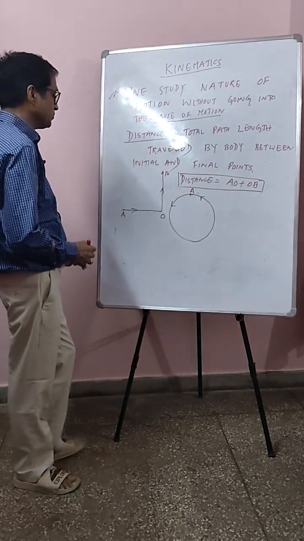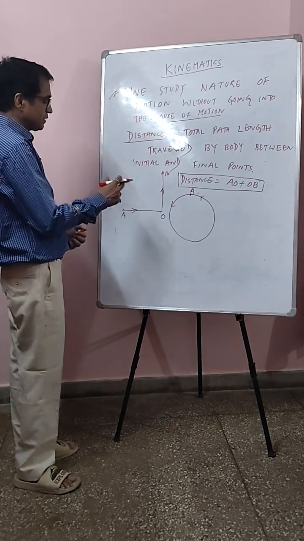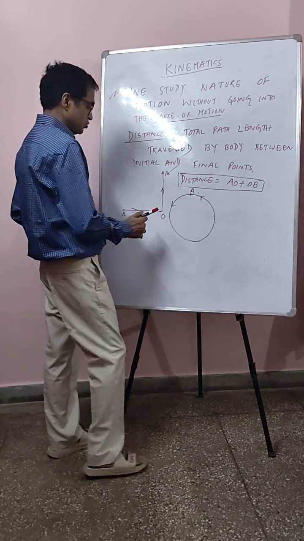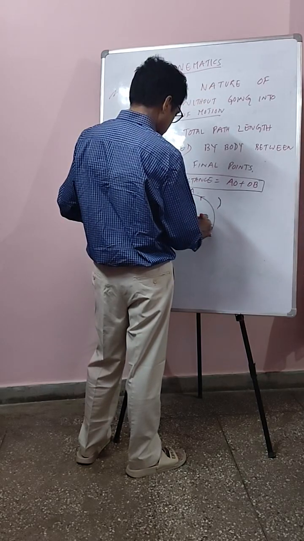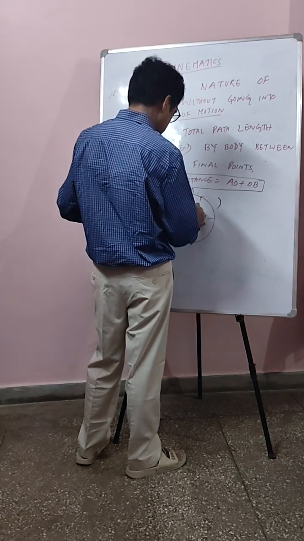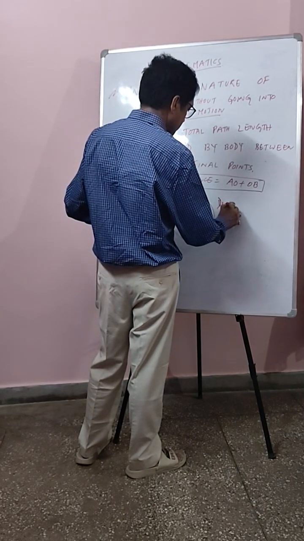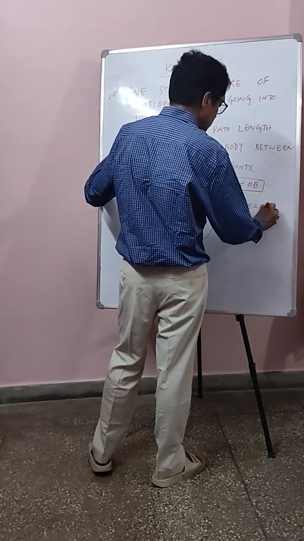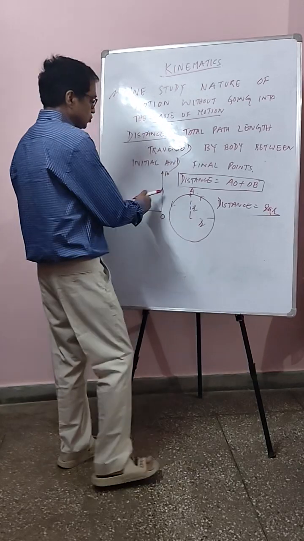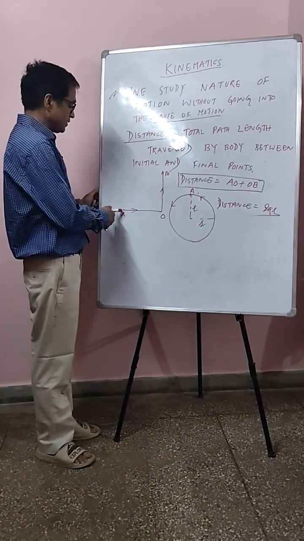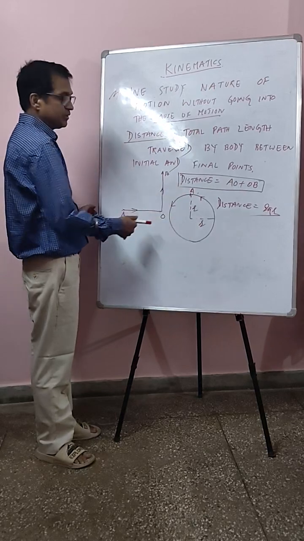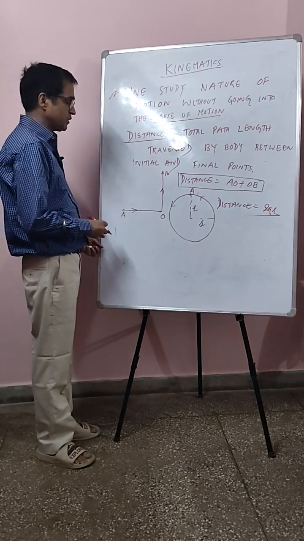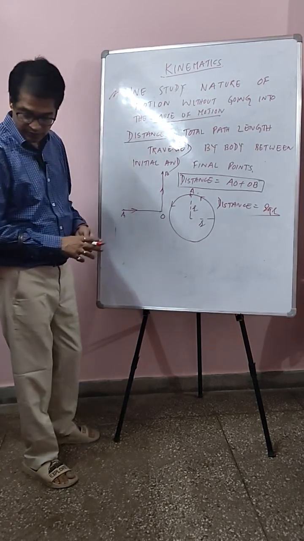In this case, body starts from A and completes a cycle. In other words, it starts from A and comes back to the same position. So what is distance in this case? Radius R. Distance equals 2 pi r. In the earlier case, distance was AO plus OB. In this case, when the body makes a complete cycle, starting from point A and coming back to the same point A, the distance traversed is 2 pi r.